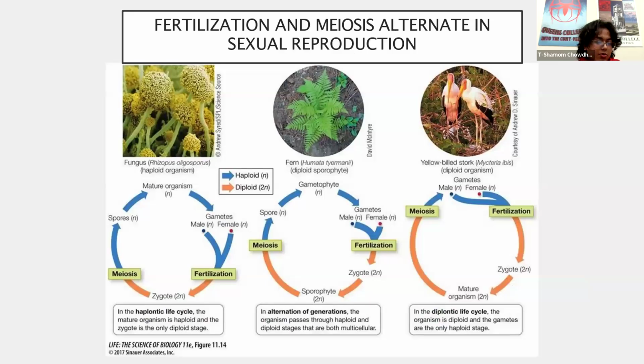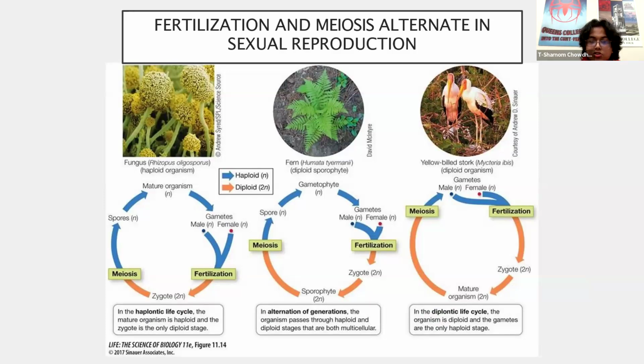So there are other methods of sexual reproduction where fertilization and meiosis alternate. So definitely know the other life cycles that happen. For example, in certain fungi, the mature organism is haploid, but the zygote is diploid. So it's slightly the opposite of humans, where obviously the mature organism is 2N, the zygote is also 2N, but the gametes are N. But here, the mature organism is still haploid. Only the zygote is diploid.